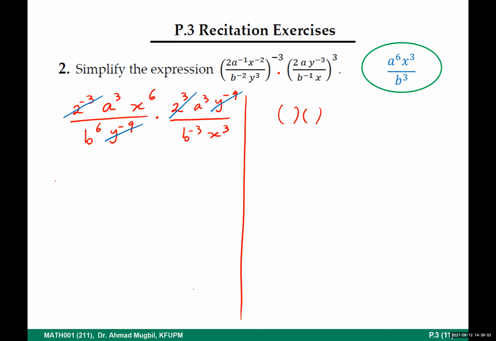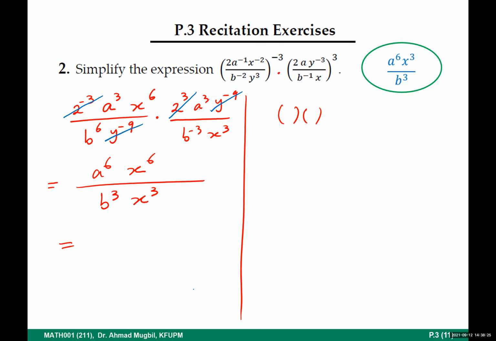Now combine the like terms, simplify the numerator and the denominator. You have a to the power 3 times a to the power 3. It is a to the power 6, x to the power 6. Okay. Now what we have in the denominator, b to the power 6 and b to the power -3, it will be b to the power 3. And we have here x to the power 3.